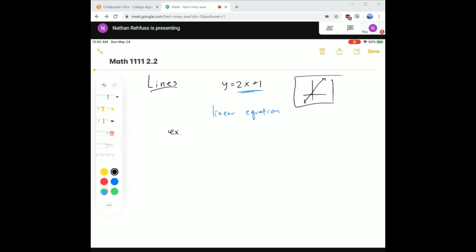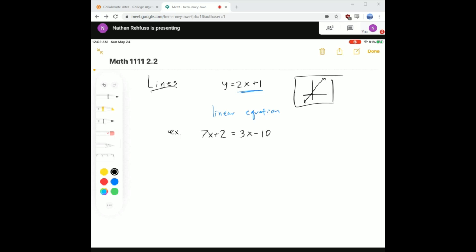So for example, let's say that 7x plus 2 is equal to 3x minus 9. What's the deal here? Oh, hold up. You know what? Let's make this a 10. It's going to come out neater if I make that a 10. All right. So what's the deal here?